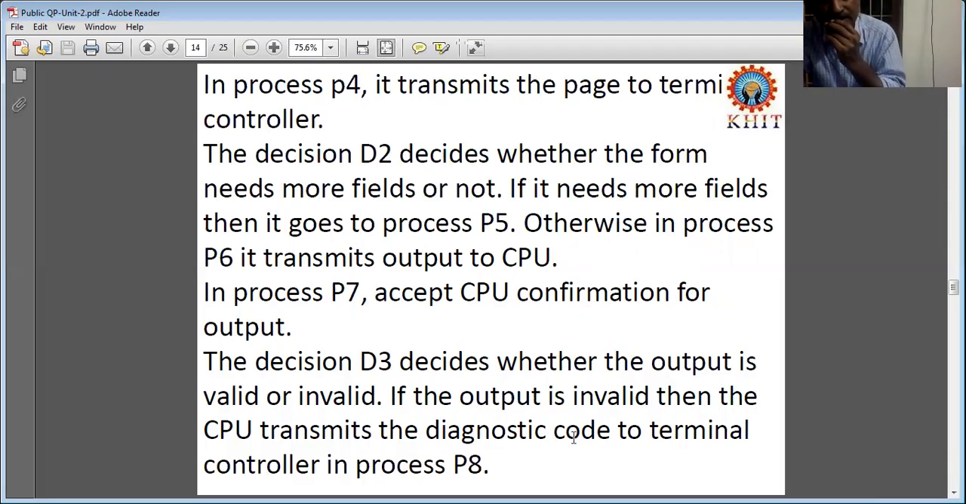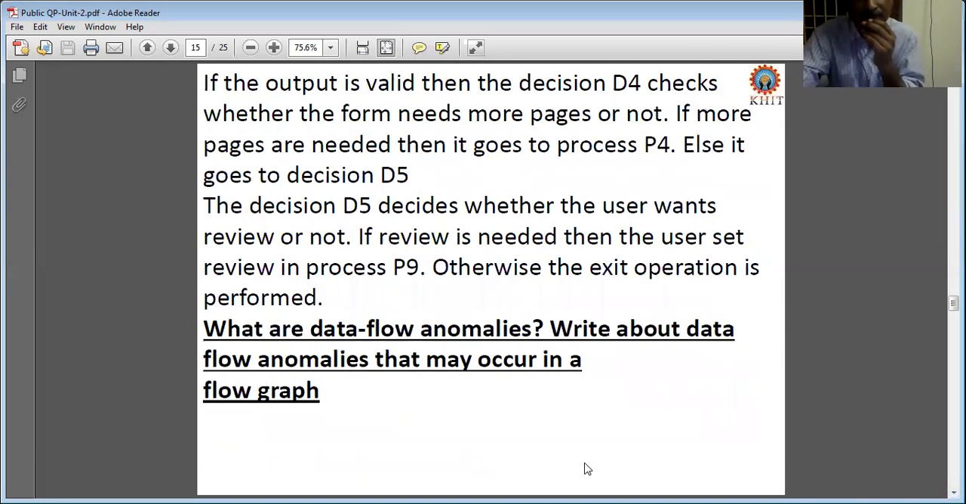If the output is invalid, then the CPU transmits the diagnostic code to the terminal controller in process P8. If the output is valid, then decision D4 checks whether the form needs more pages or not. If more pages are needed, then it goes to process P4, else it goes to decision D5. The decision D5 decides whether the user wants review or not. If review is needed, then the user sets review in process P9. Otherwise, the exit operation is performed.